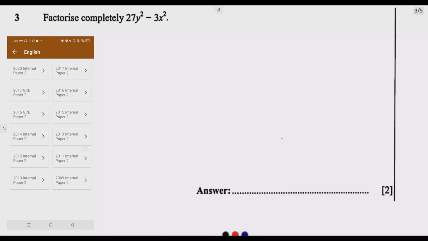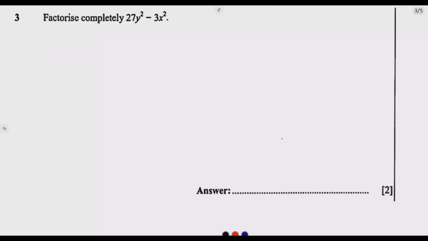So question 3: factorize completely 27y² minus 3x². There will always be a question that will require you to factorize. Once you know the principles of factorization, this question is a giveaway. That's why before you even go for an exam, you know the questions that are coming, which makes it easier for you to smash mathematics.